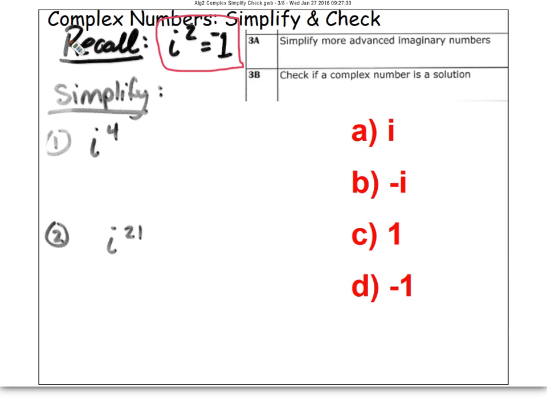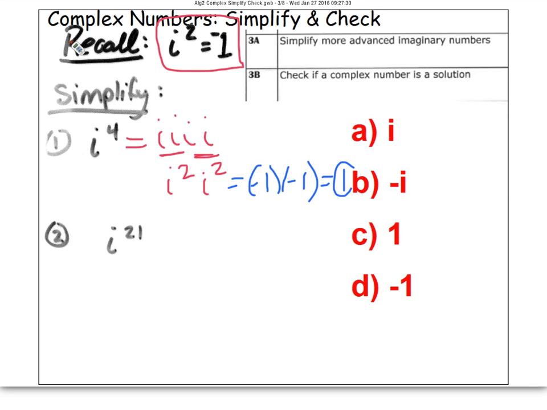So, for example, i to the fourth. If I write that out longhand, that's 4 i's. Well, this is 1 i squared and that's 1 i squared. So what I can do is have two different i squareds, and I'm going to replace each one with the number -1. That's the first one. Here's the second. When you simplify, you're going to get -1 times -1, which is +1.